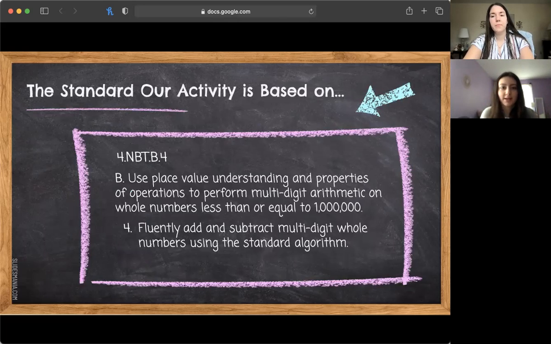Like we just said, we are planning this activity for a fourth grade classroom. The standard that our activity is based on is 4.NBT.B.4, which is use place value understanding and properties of operations to perform multi-digit arithmetic on whole numbers less than or equal to 1 million, and fluently add and subtract multi-digit whole numbers using the standard algorithm.